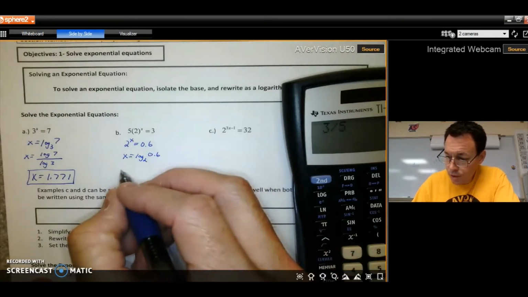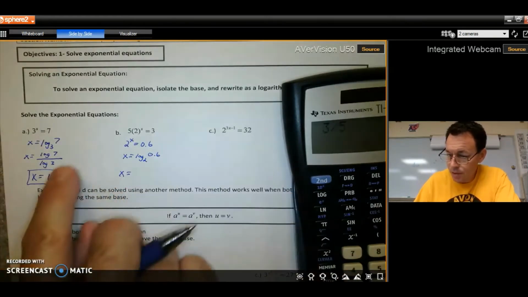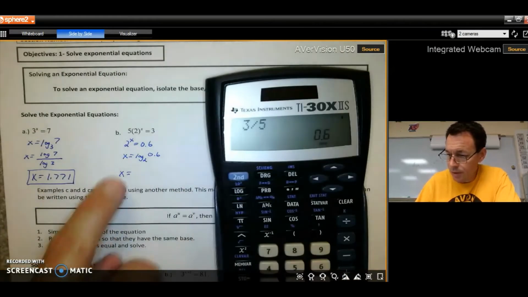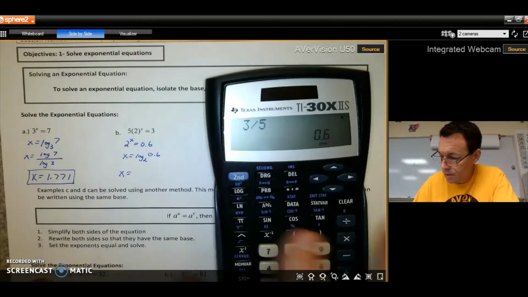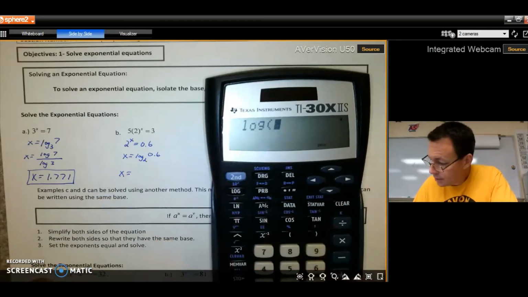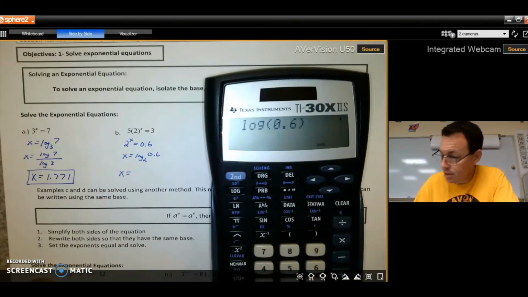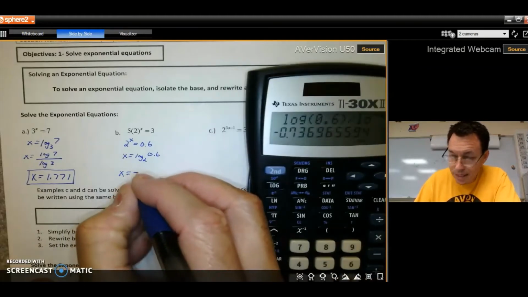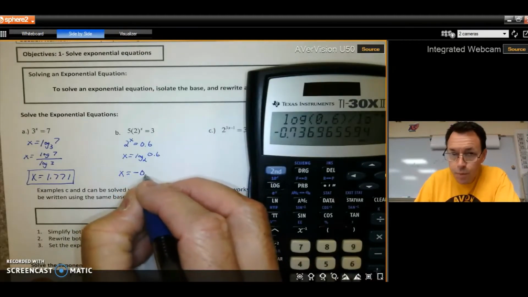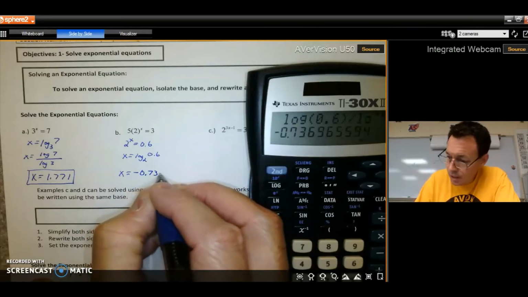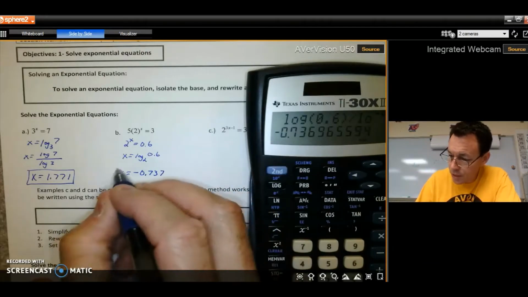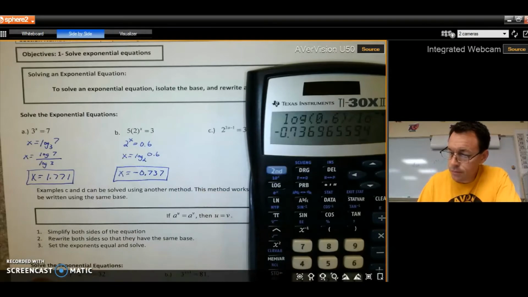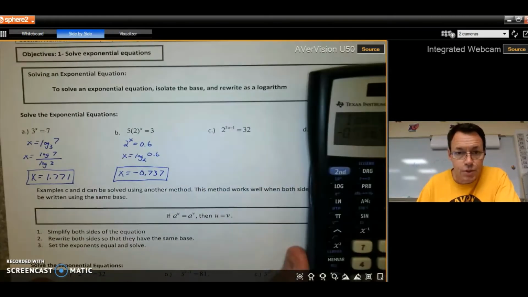And again, we can use that change of base formula. Now I'm not going to write it. I'm just going to, in my calculator, do the log of 0.6, close my parentheses, and then divide it by the log of 2. And there's my answer, negative 0.737. Okay, we're out 3 decimal places. And that's it. That's your solution.